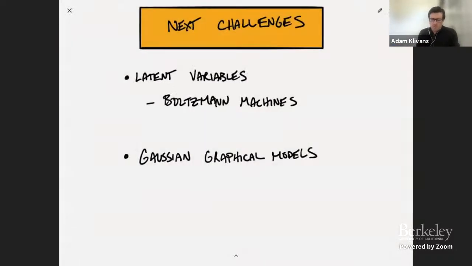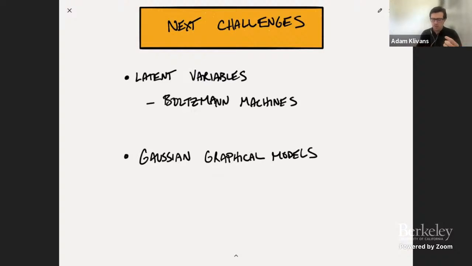But I think there are two interesting challenges that present themselves after studying this problem, because in the case of Ising models or Markov random fields, all of the variables that you're looking at are observed. There are no hidden variables. And there are two directions you could go from here. The first question you could ask is, how do I learn undirected graphical models when there are latent variables? These are so-called Boltzmann machines.